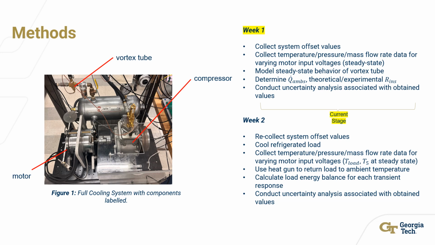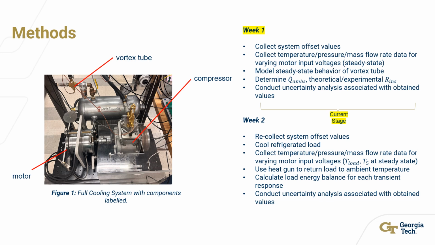During week 1, offset values are calculated for each sensor, ambient temperature is measured using a thermometer, and ambient pressure is found with local conditions. The system is run with input voltages ranging from 0 to 2.5 volts until it reaches steady state, and the steady state relationship between input voltage and pressure is determined.